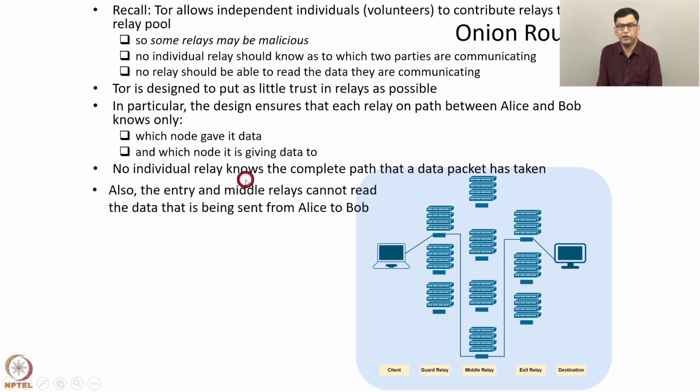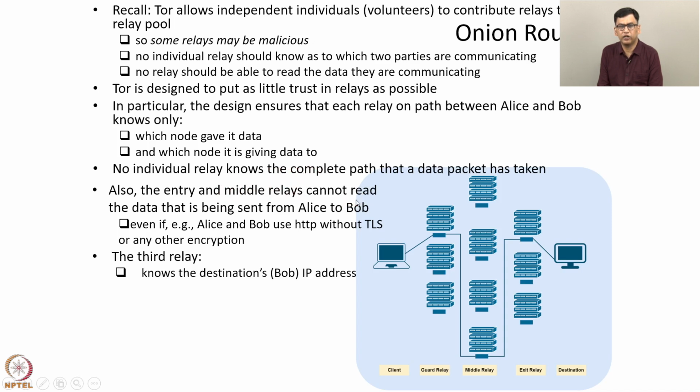Also, the entry and middle relays cannot read the data that is being sent from Alice to Bob. So this link is encrypted, this link is also encrypted, this link is encrypted, and as we saw earlier, this link is optionally encrypted. So if Alice and Bob use HTTP without TLS or any other encryption, even then the entry and middle relays cannot read the data that is being sent from Alice to Bob.